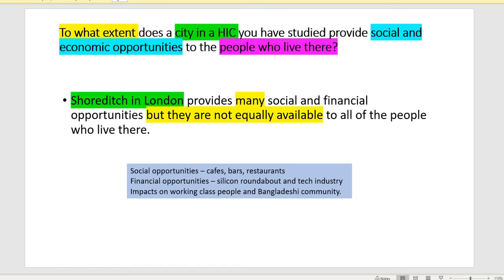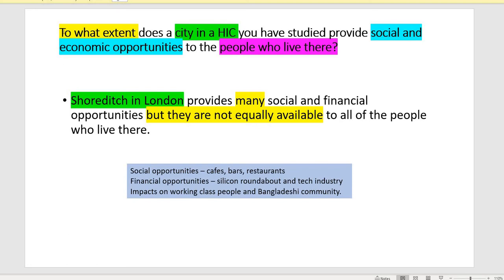And what I have done with these colours is to try to show you where the answer is hitting the question, okay? So this would be my introduction to this question. So we've got Shoreditch in London provides many social and financial opportunities, but they are not equally available to all of the people who live there. So in this introduction, straight away, I am saying what my case study is, okay? My city in a HIC, I'm looking at Shoreditch in London.